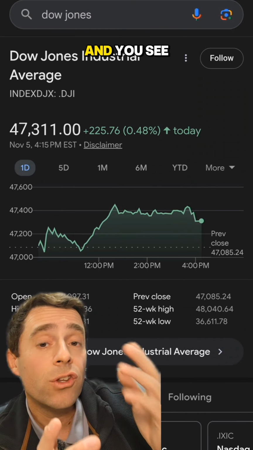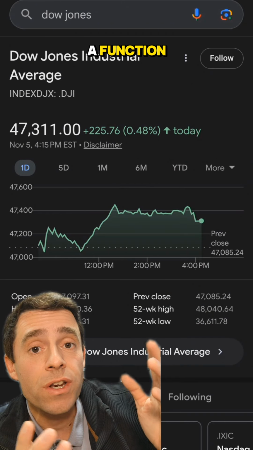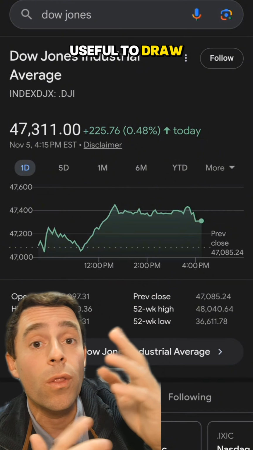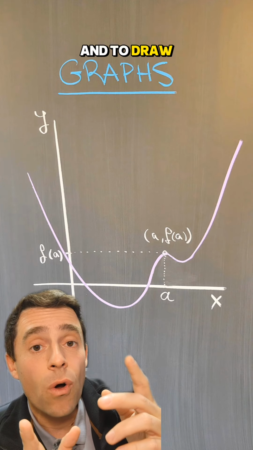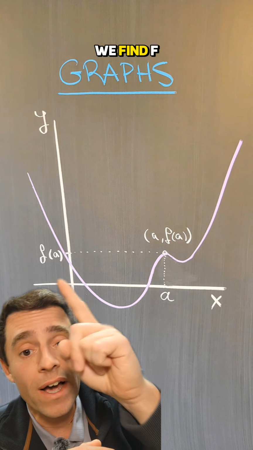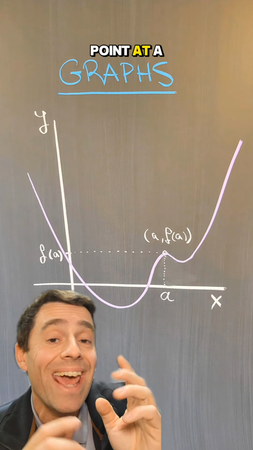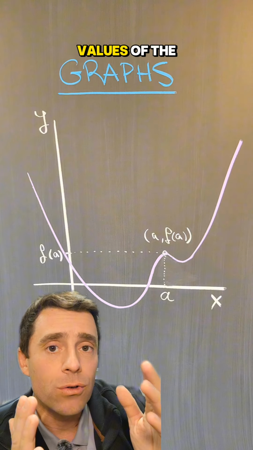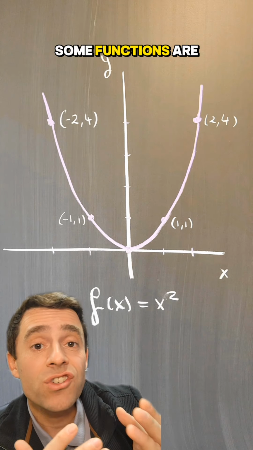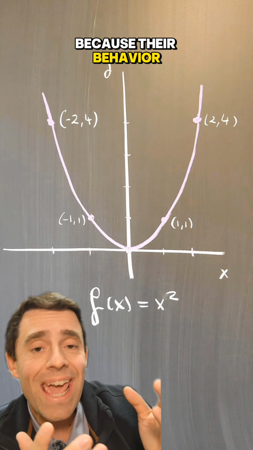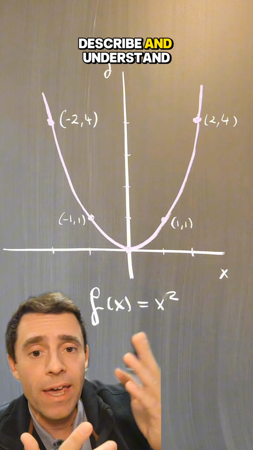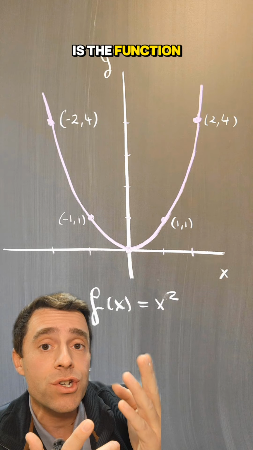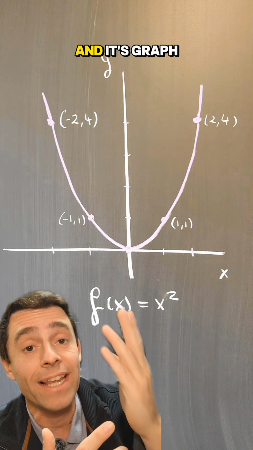And you see that to understand a function, it is very useful to draw the graph of the function. And to draw a graph, for every value a, we find f of a, and we draw a point at a comma f of a. And that gives us a sense of all the values of the function f. Some functions are easy to graph because their behavior is easy to describe and understand. For example, this is the function f of x equals x squared and its graph.